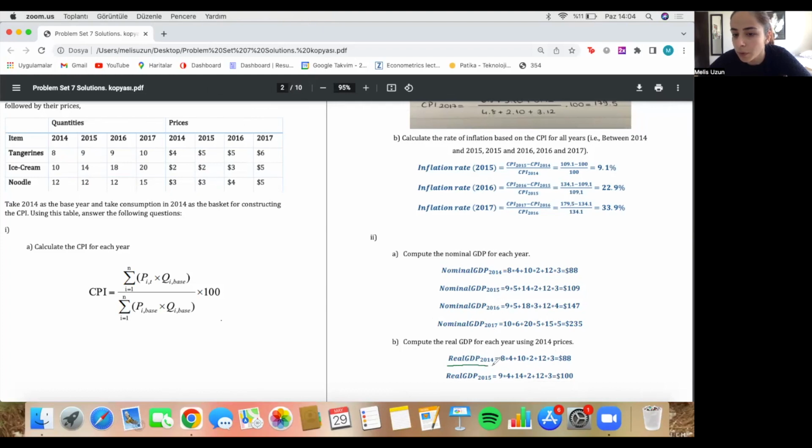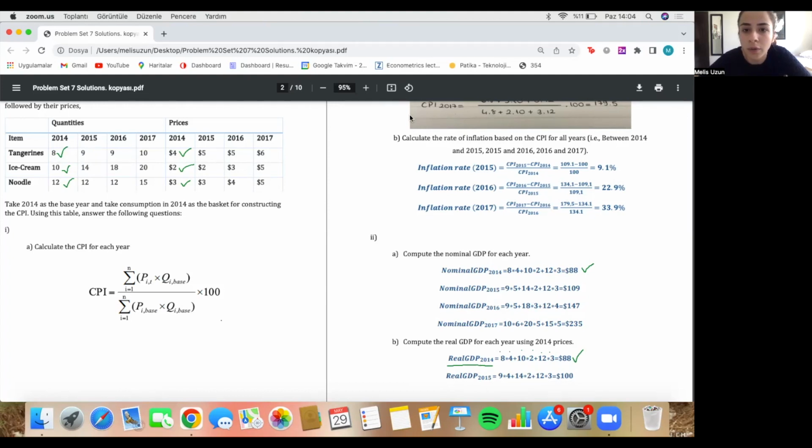So real GDP for 2014. Let's look. The price of tangerines is $4 and their quantity in 2014 is 8. So we multiply 8 by 4. Ice creams are $2 and their quantity is 10. And we multiply 10 by 2. And noodles are $3 and their quantity is 12. So we multiply 12 by 3. So we will find out the same because we use the same quantities and same prices, but it will be different in 2015 because we will use 2014 prices, but 2015's quantities.